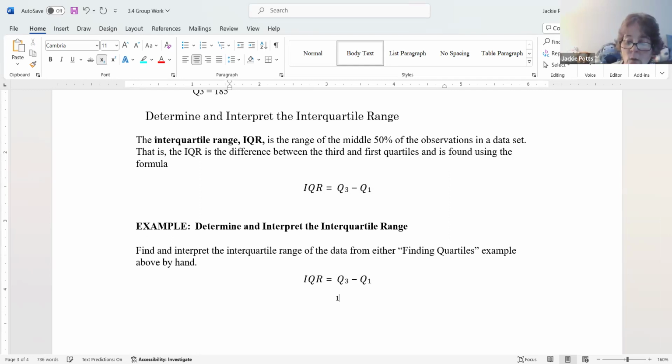Q3 was what? 185. Q1 was 168. I'm subtracting. That's it. I subtract Q1 from Q3. So I need my handy dandy calculator to tell me it's 17, I do believe. So 185 minus 168. There you go. I always double check.